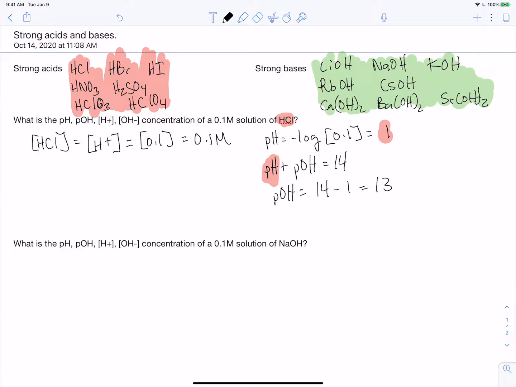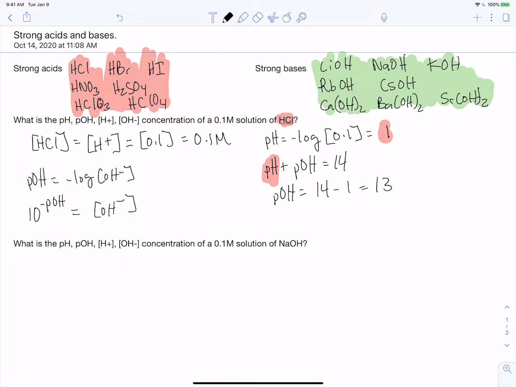At this point, we can find the hydroxide concentration by just taking the inverse of the negative log. So, actually let me move this over here. If pOH is just equal to the negative log of the hydroxide concentration, then we know that in order to sort of back that out of the logarithm, all we have to do is take the inverse, which is raising 10 to the negative pOH. And so that will give me my hydroxide concentration.